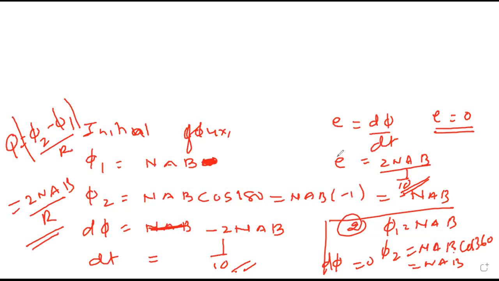Just write down the formula. These are actually numerical sums. Sometimes they can include even in MCQ. So when you want charge, you can find initial flux, final flux by using NAB and then NAB cos 180, that is cos theta wala formula. Charge in half revolution.